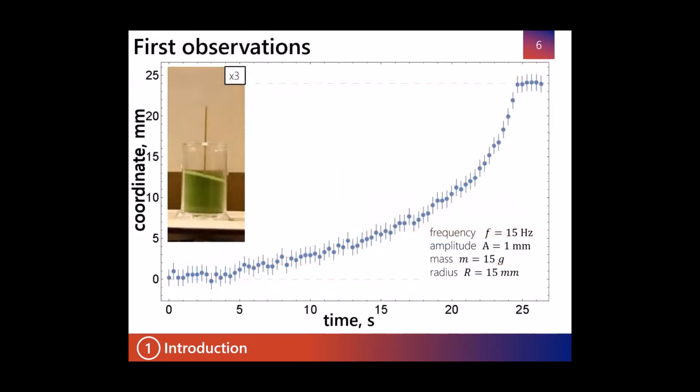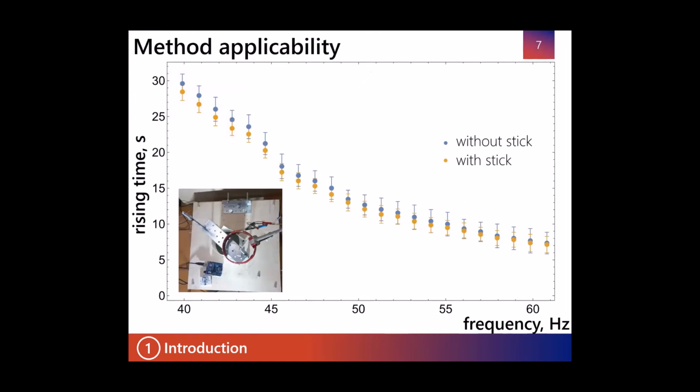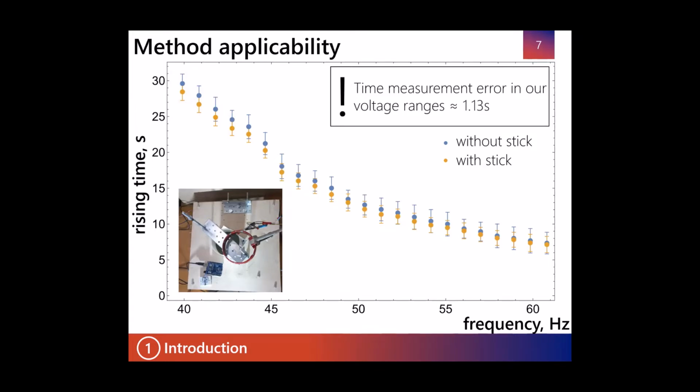After that, we can make the first observation of the process, and as you see, the ball is rising. The main point is to detect the position of the ball, and for that we use a stick. We track the stick coordinate, and also we need to limit the degrees of freedom and estimate the stick's influence on the rising process. As we see, the highest time measurement error is about 1 second, and it's extremely small for us.